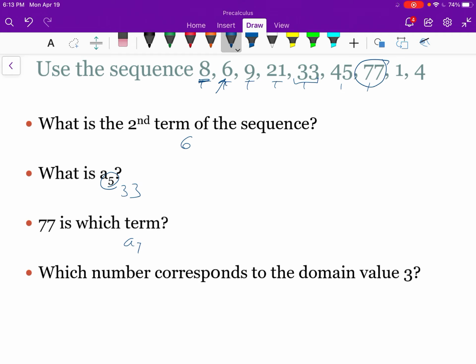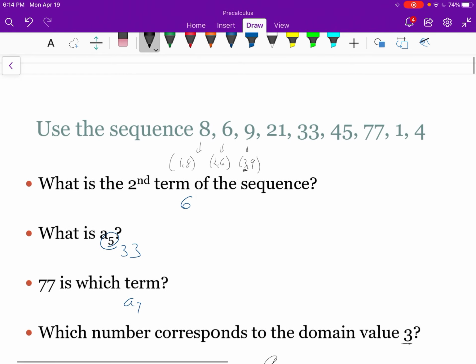And which number corresponds to the domain value of 3? Well, there are no domain values written here, but we recall that the domain is just the natural numbers. And so this 8 here really represents the term 1, 8, 2, 6, 3, 9. So the one that corresponds to the domain value of 3 is 9. So we don't often write the domain, so sometimes we forget, but it is a function.